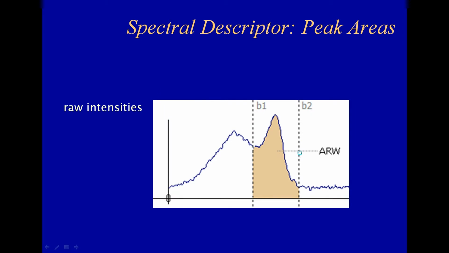Another kind of spectral descriptors are peak areas, and again we offer here three kinds of peak areas. The peak area obtained by integrating just the raw data between two markers. So this is the area between marker B1 and B2. And of course this is not always a good idea, because you are integrating the signal baseline as well.